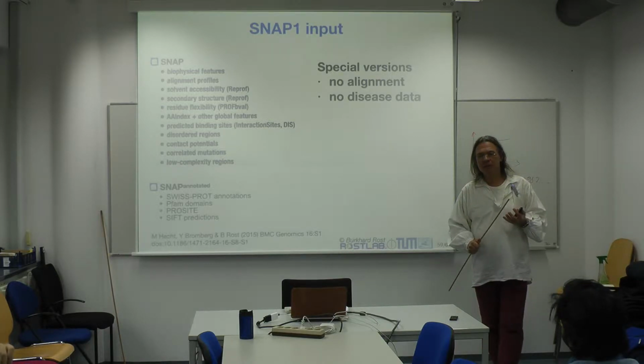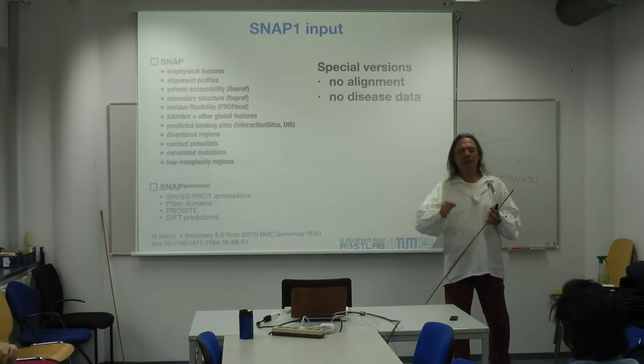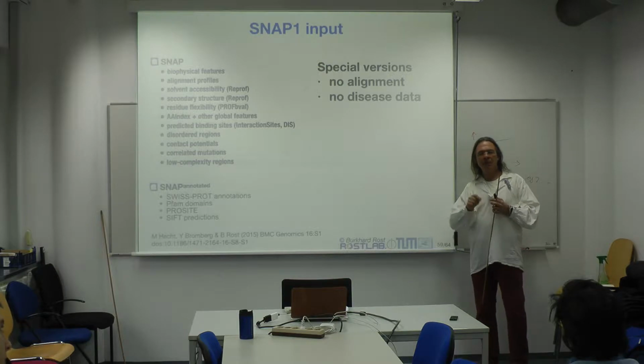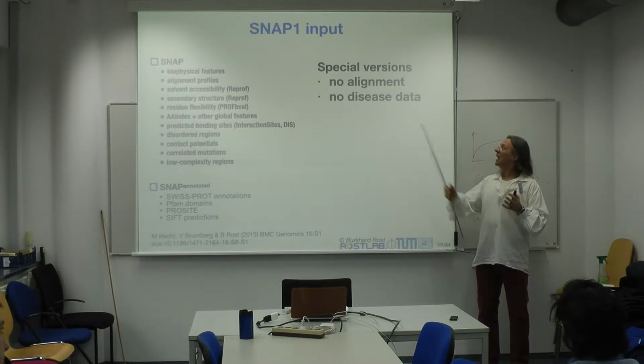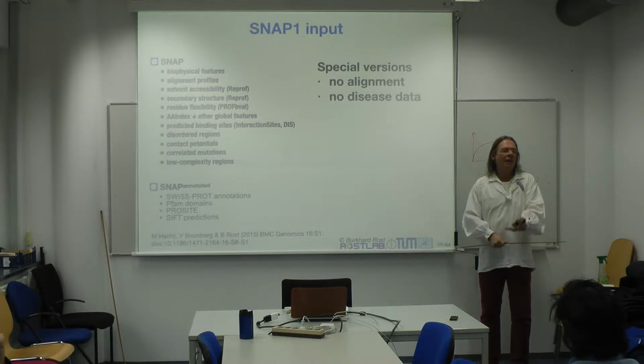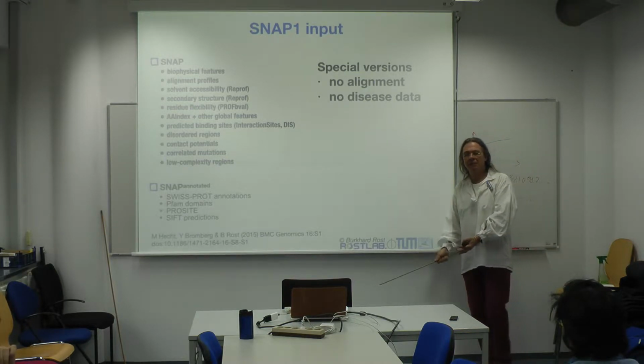Now this is relevant because now you can say, well, if for one particular variant I predict that there's an effect, and I do this too here, then this means I predict an effect because of something that happens to the protein that has nothing to do with the alignment.